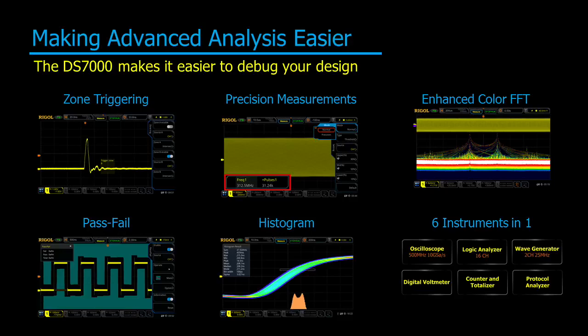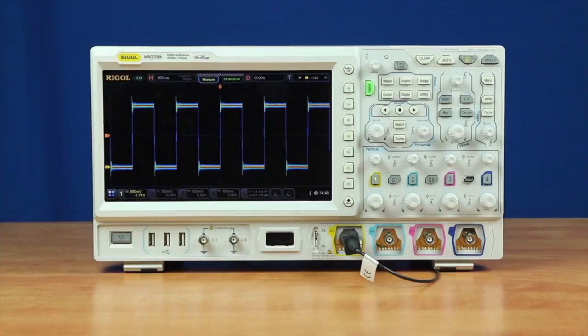Let's take a look at how each of these advanced analysis capabilities makes it easier to debug your design. Zone trigger works in conjunction with a traditional trigger type, such as edge, slope, I2C, pulse, or any of the other 21 trigger types. Zone trigger looks at all the captures from the original trigger type and displays only the ones that meet the active zone criteria. This makes it simple to isolate signal artifacts with a simple touch.